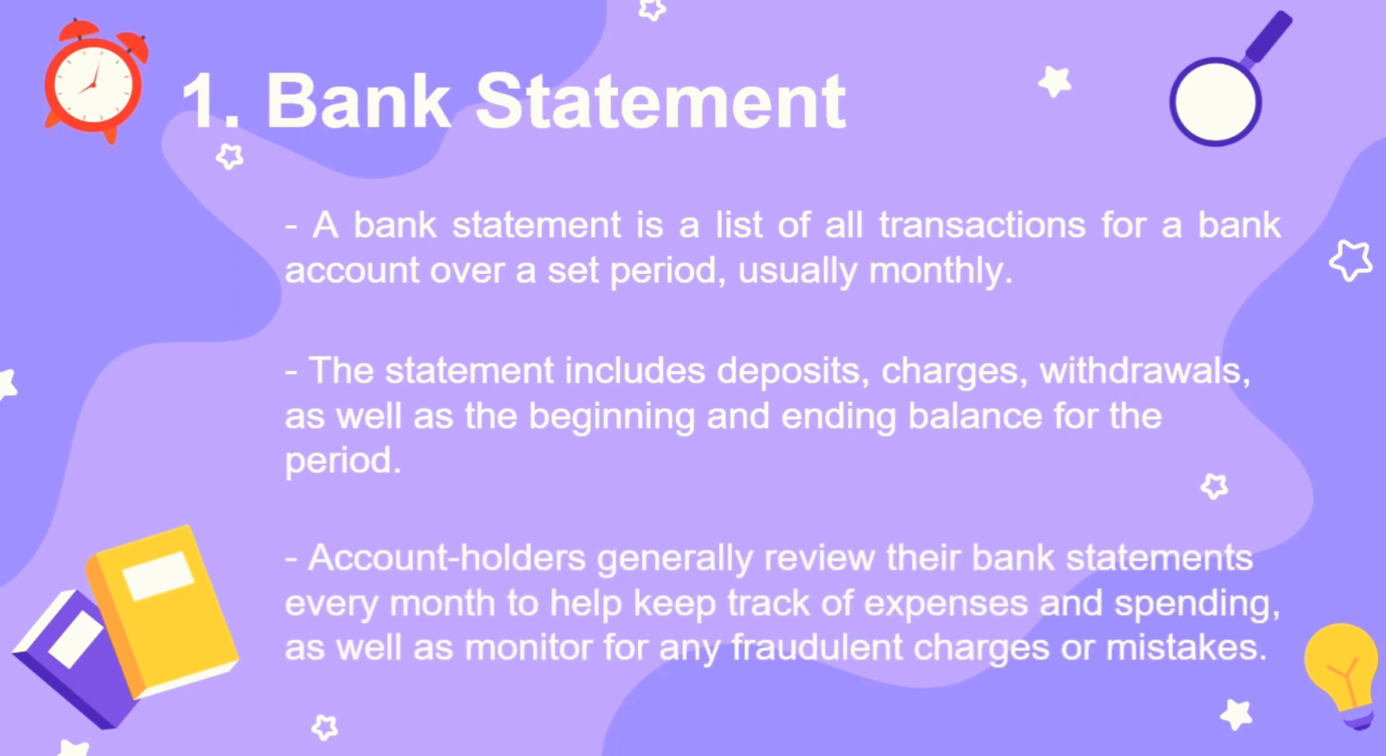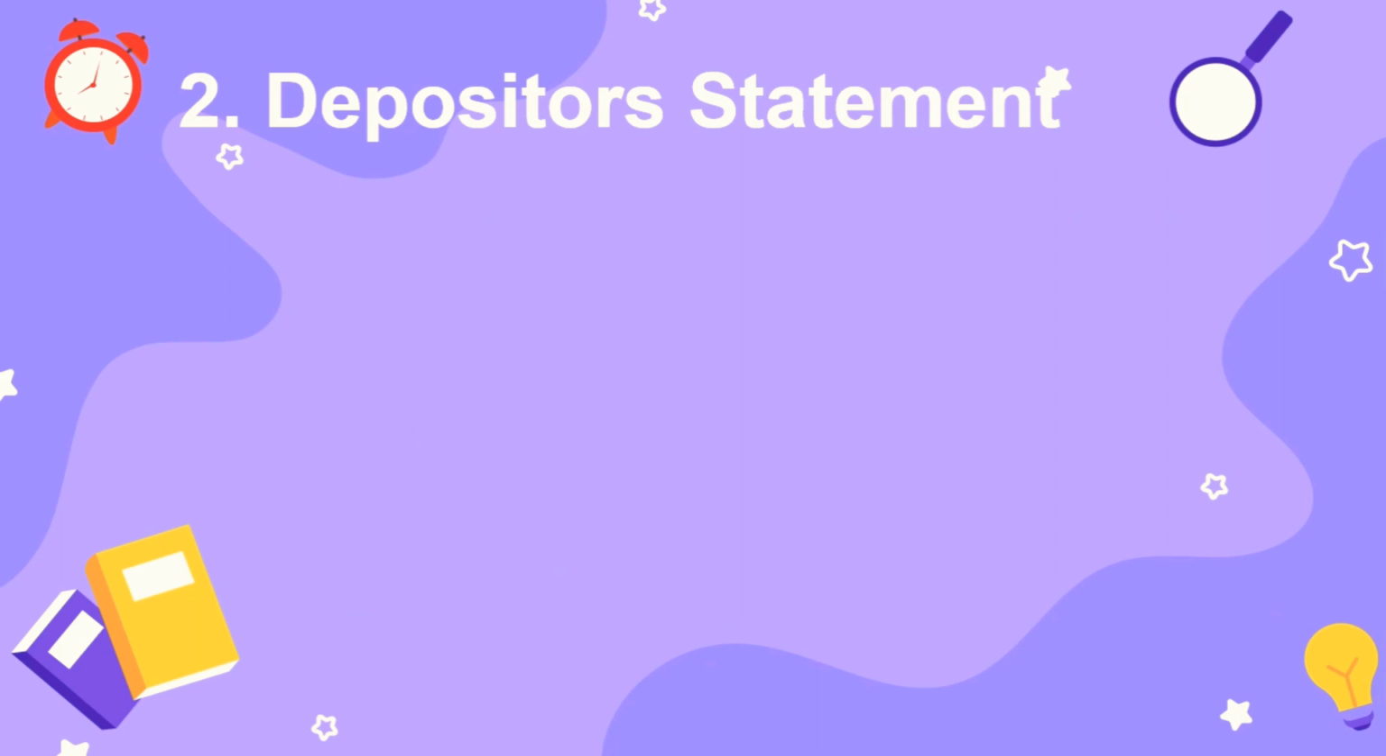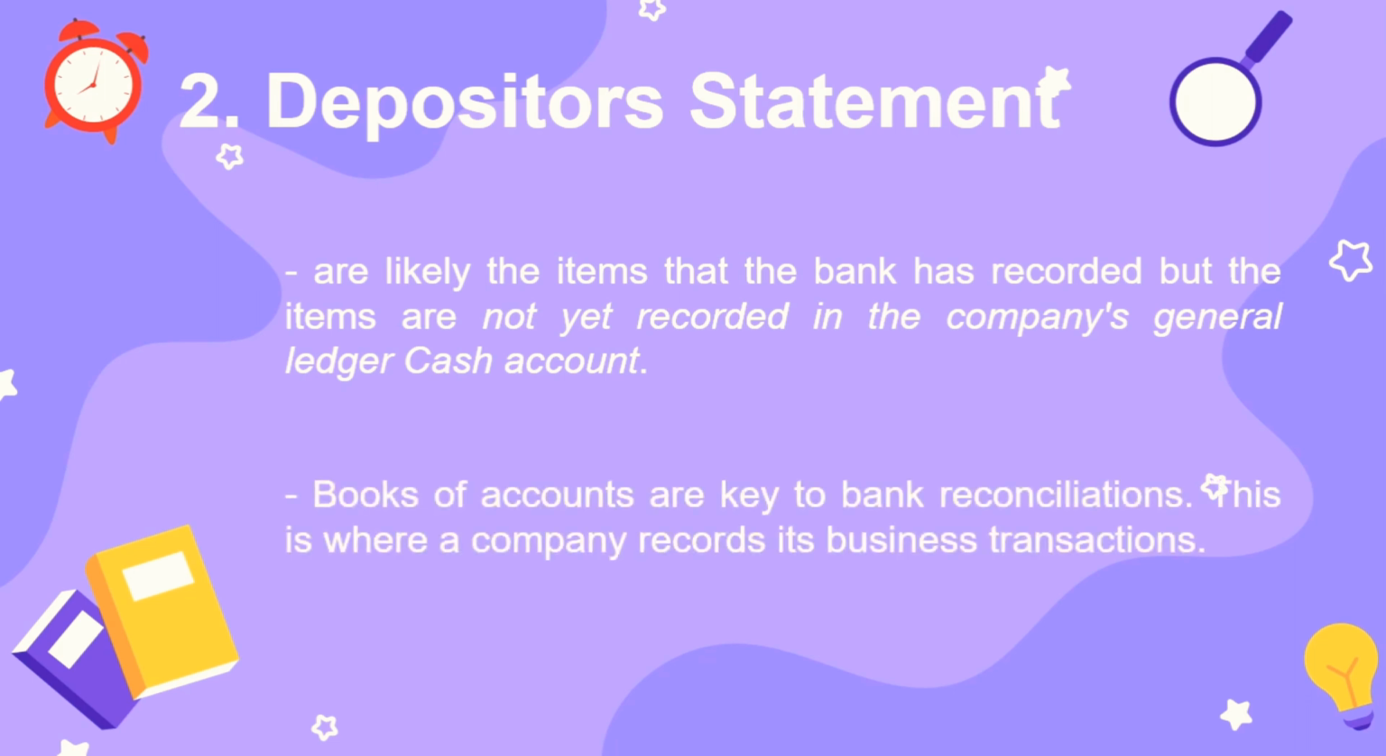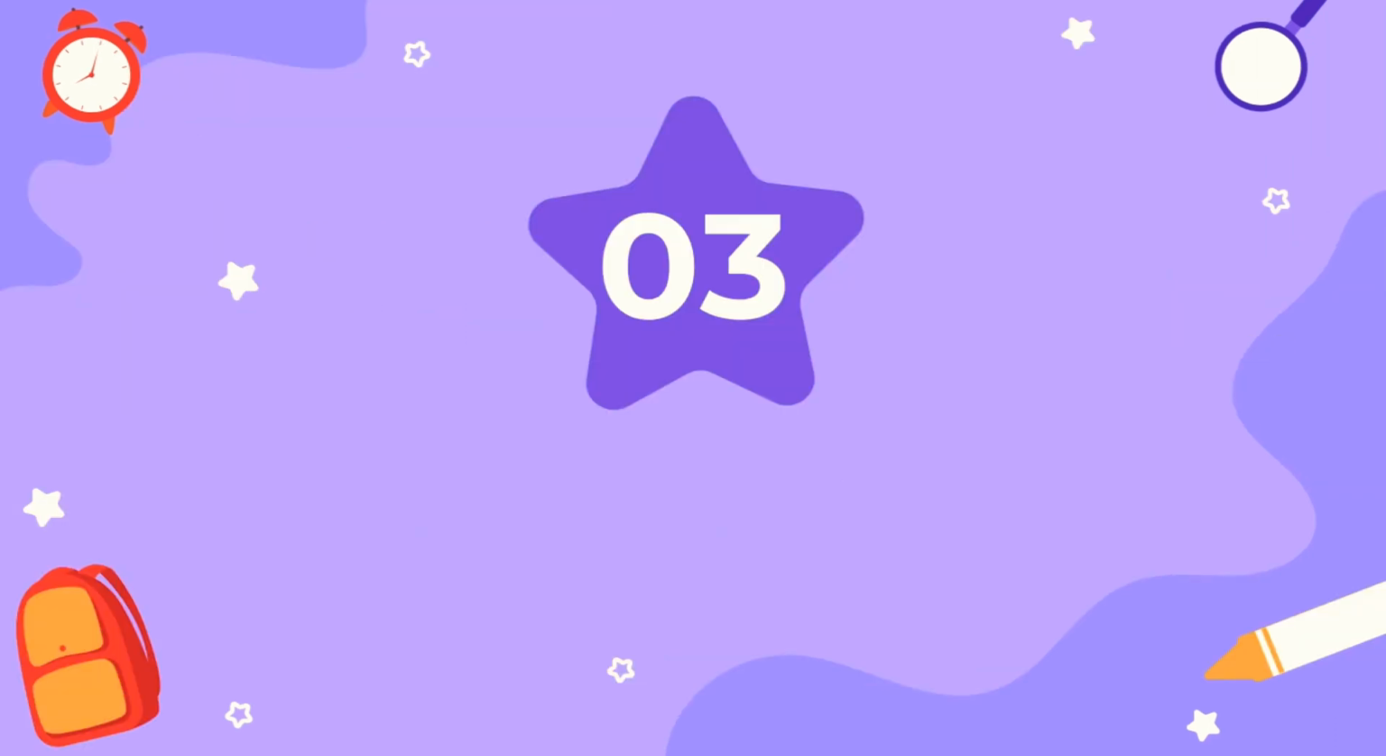Account holders generally review their bank statements every month to help keep track of expenses and spending, as well as monitor for any fraudulent charges or mistakes. The second entity is the depositor statement. Depositor statements are the items that the bank has recorded, but are not yet recorded in the company's general ledger cash account. Books of accounts are key to bank reconciliations. This is where a company records its business transactions.